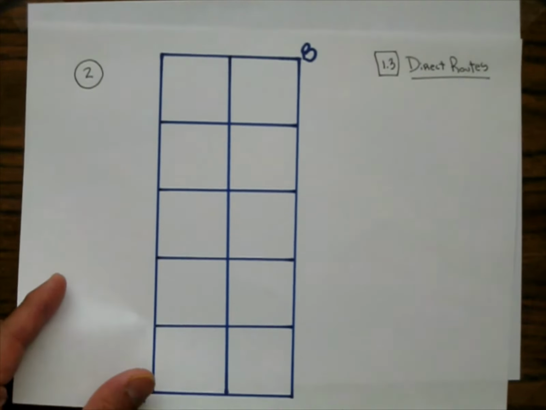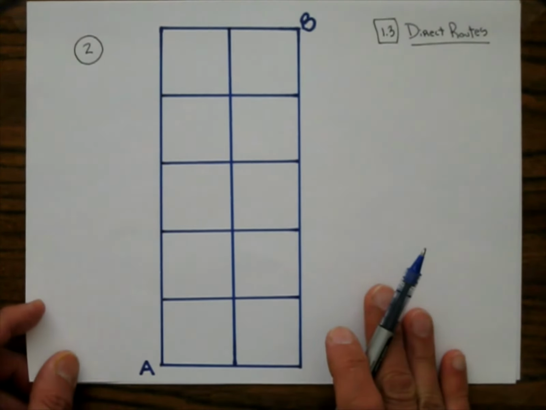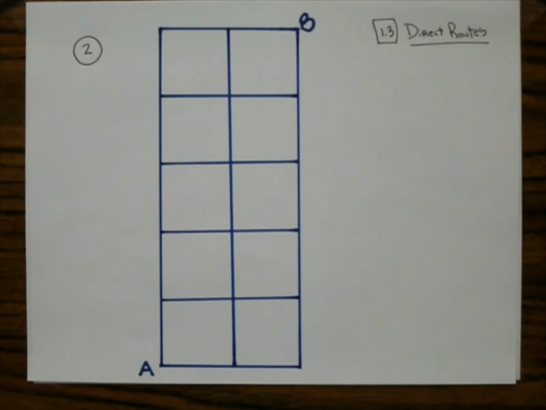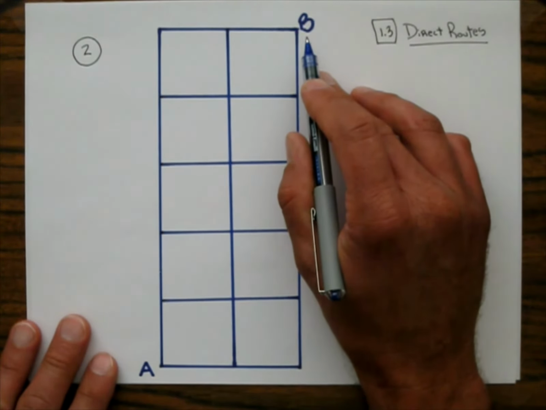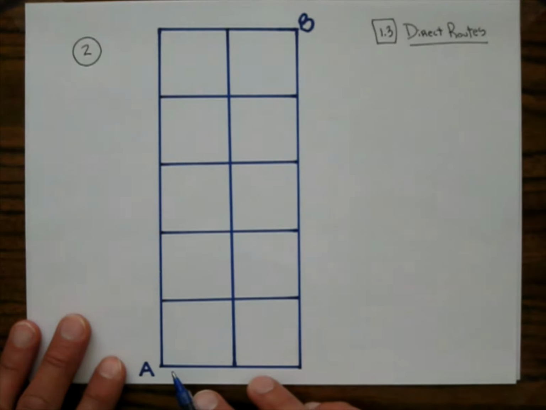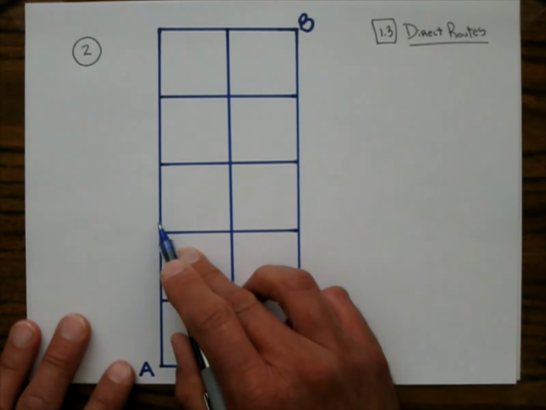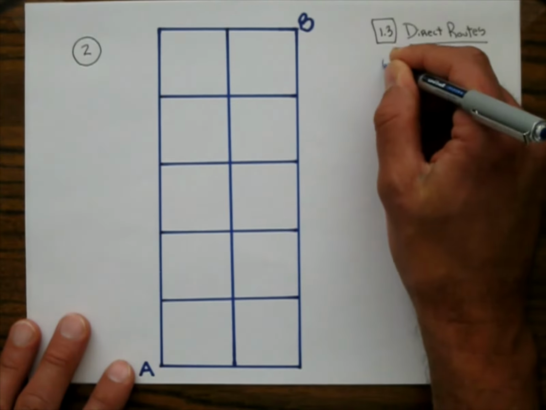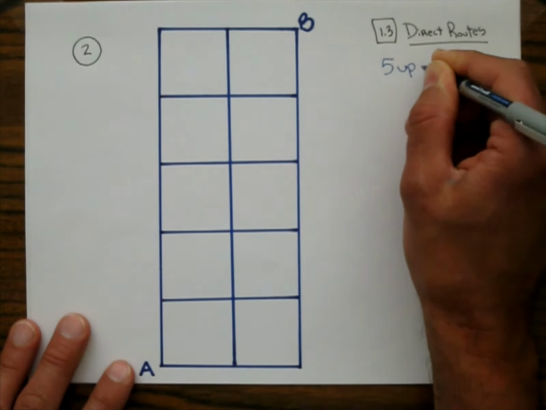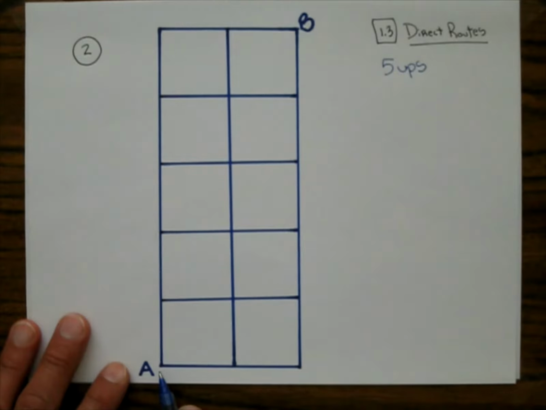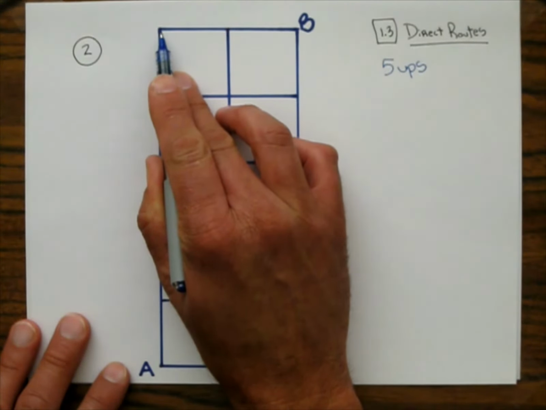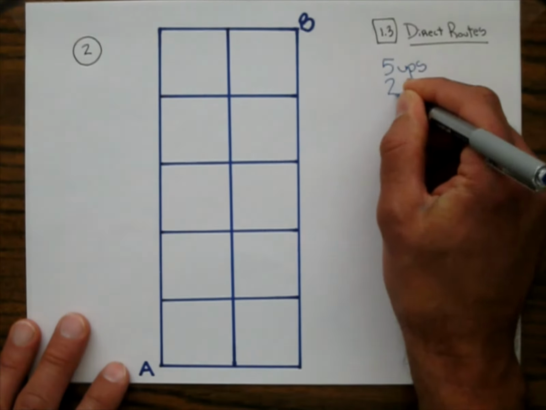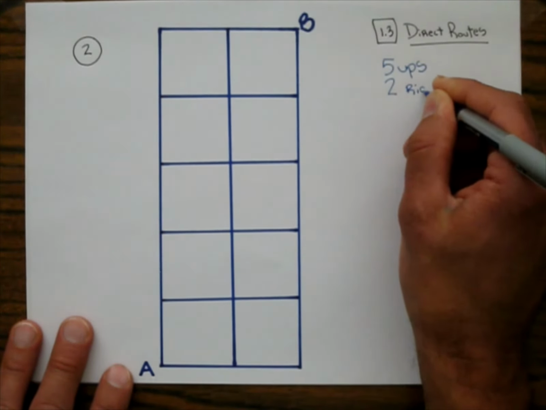And 1.3 is direct routes. Of the instructions that we wrote on the other piece of paper, it says how many direct routes are there from A to B. And so now this is what it looks like. Here's your car, here's the library. And so this is what I'm going to have you do. Count the number of times you would go up. 1, 2, 3, 4, 5. So there are 5 ups. How many times would you have to go right when you're traveling from A to B? Well, if you went up like this, you would have to go to the right 2 times. So 2 rights.